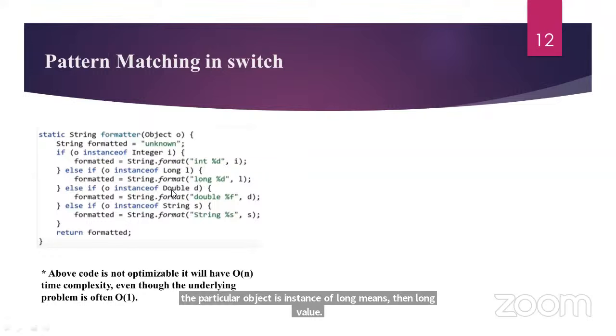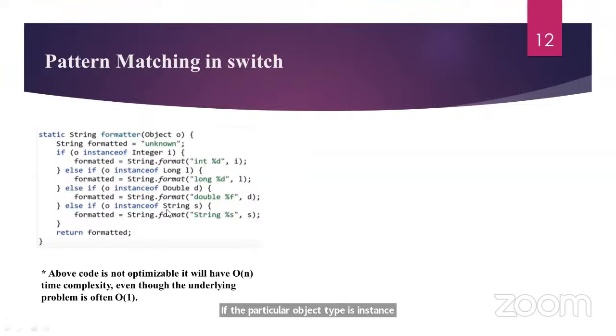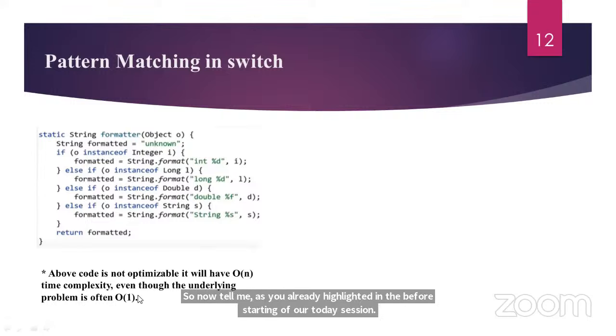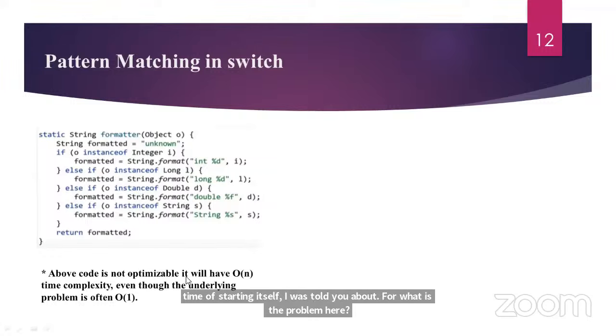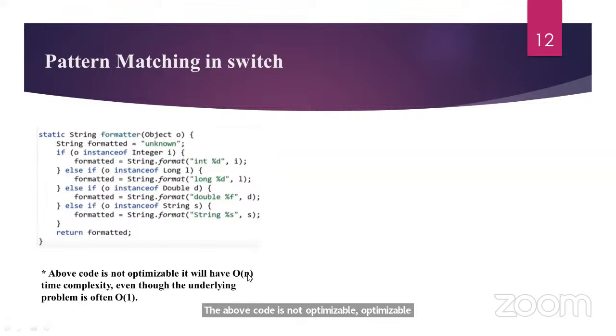If the particular object type is an instance of double, then double type. If the instance of the object type is string, then string value. Now, as I already highlighted before starting today's session, what is the problem here? The above code is not optimizable. It will have order of n time complexity, even though the underlying problem is often order of one. Agree or not?